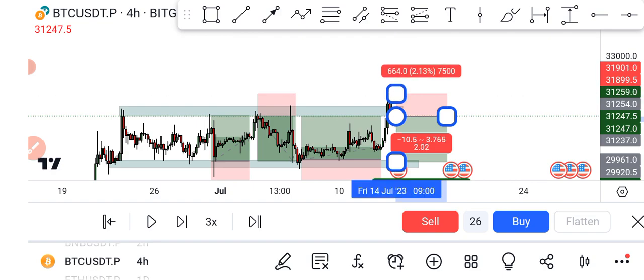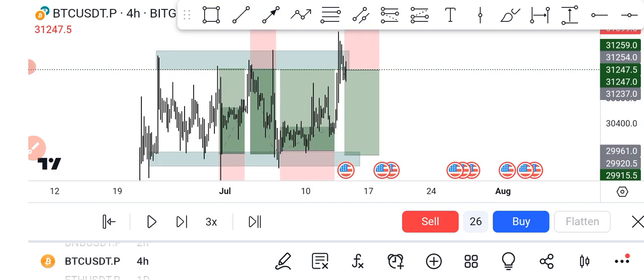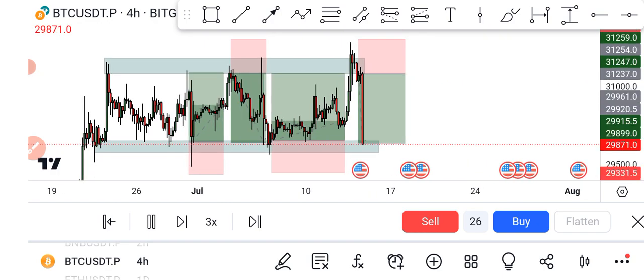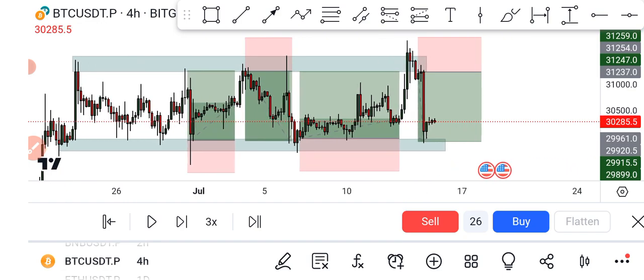But mind you, you are not supposed to use it in isolation. Do not use it in isolation. Alright, so let us play the market and see what is going to happen. You can see how this one rapidly grew. Now look at what happened here.